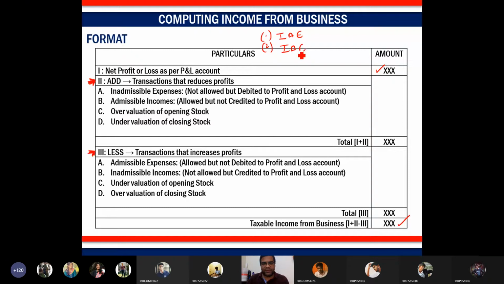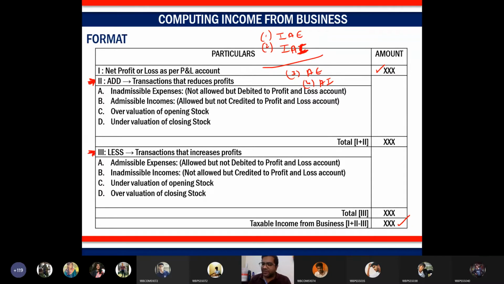What do you mean by inadmissible expenses? And what do you mean by inadmissible incomes? Once you're done with this, third, you have to figure out what you mean by admissible expenses and what you mean by admissible incomes. The word admissible means allowed and the word inadmissible means not allowed.